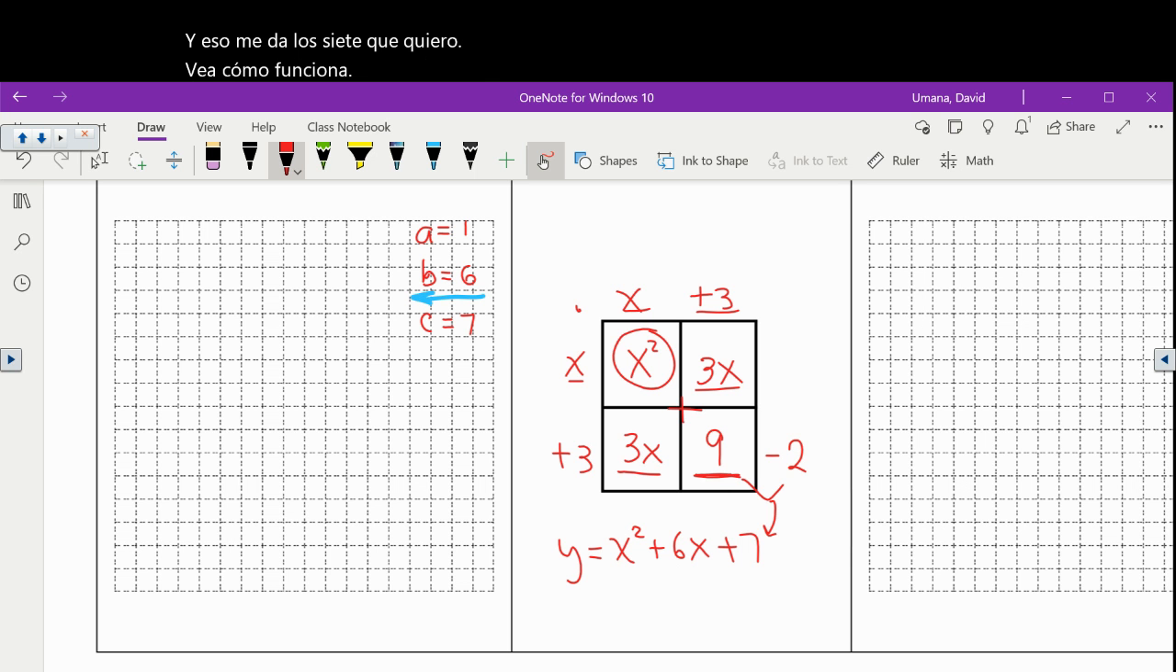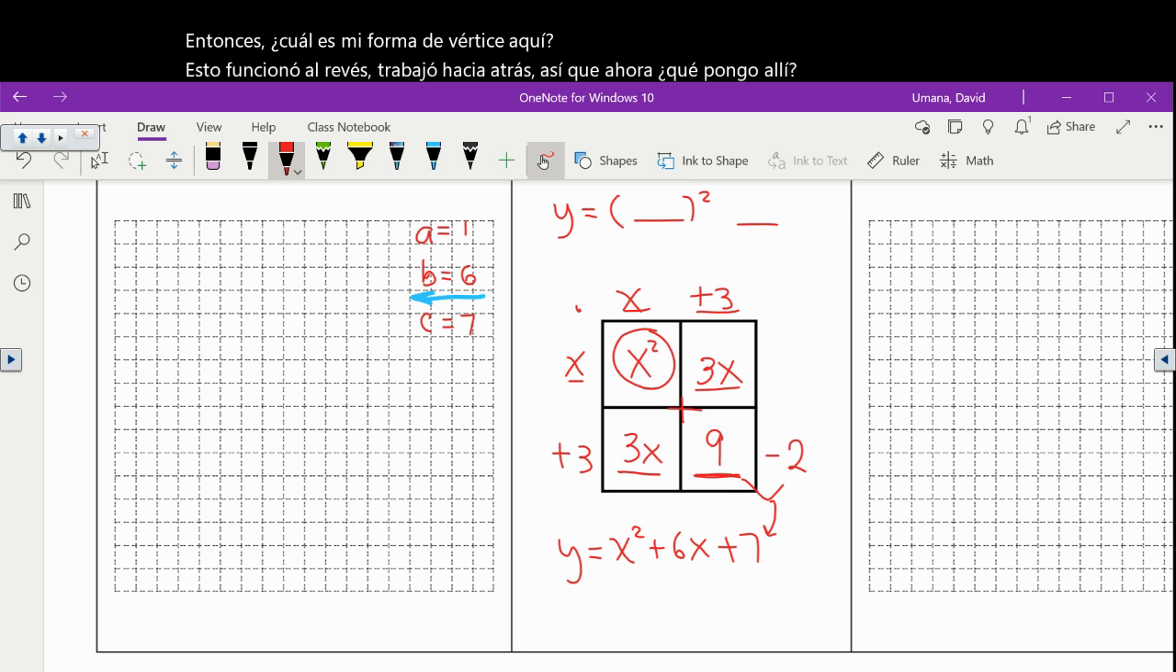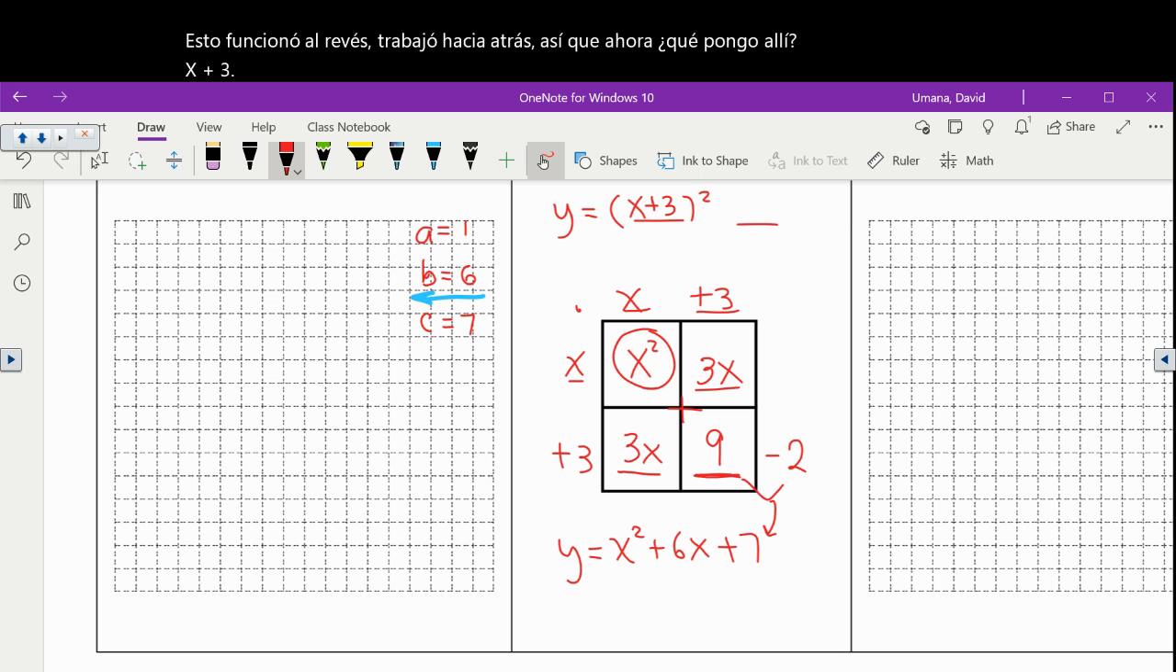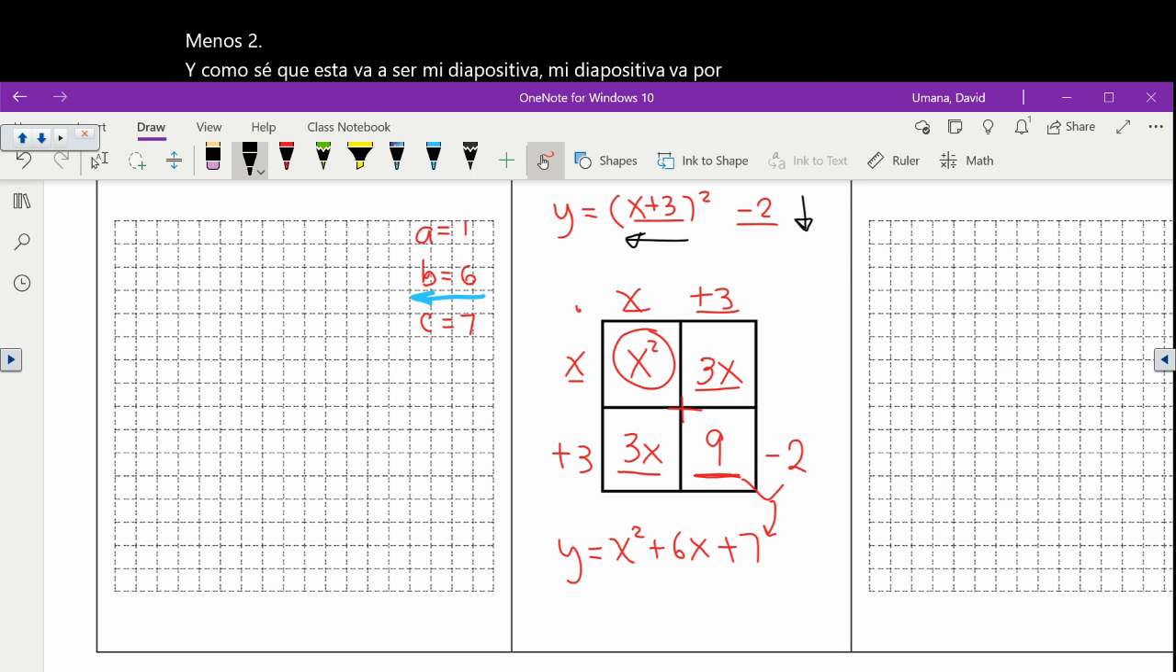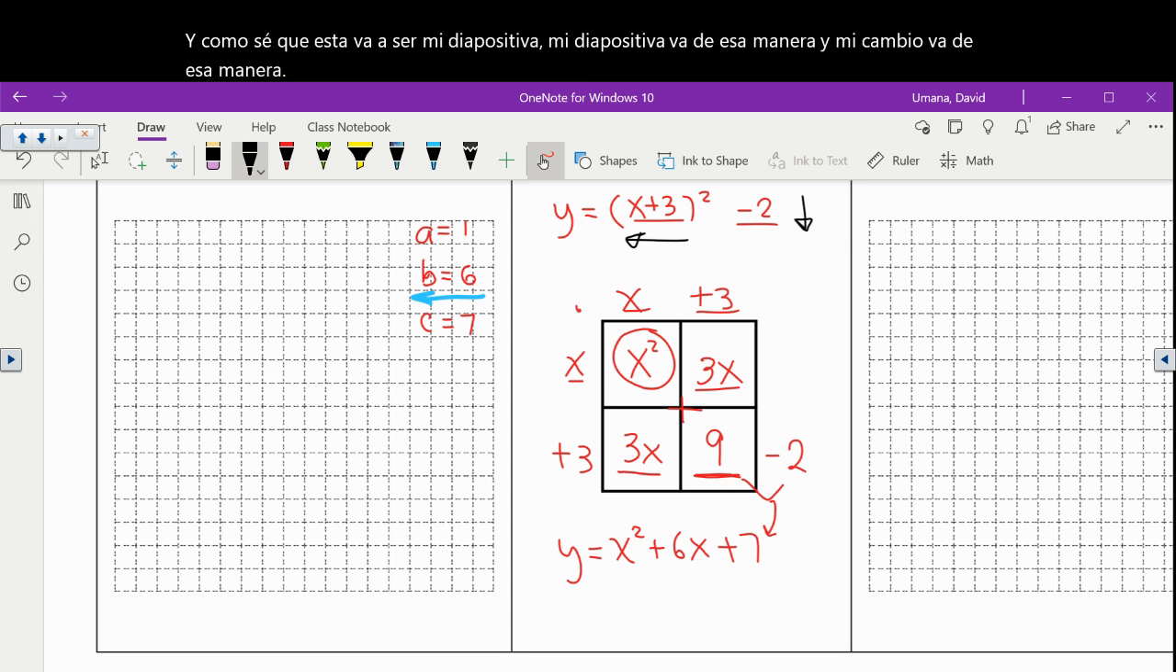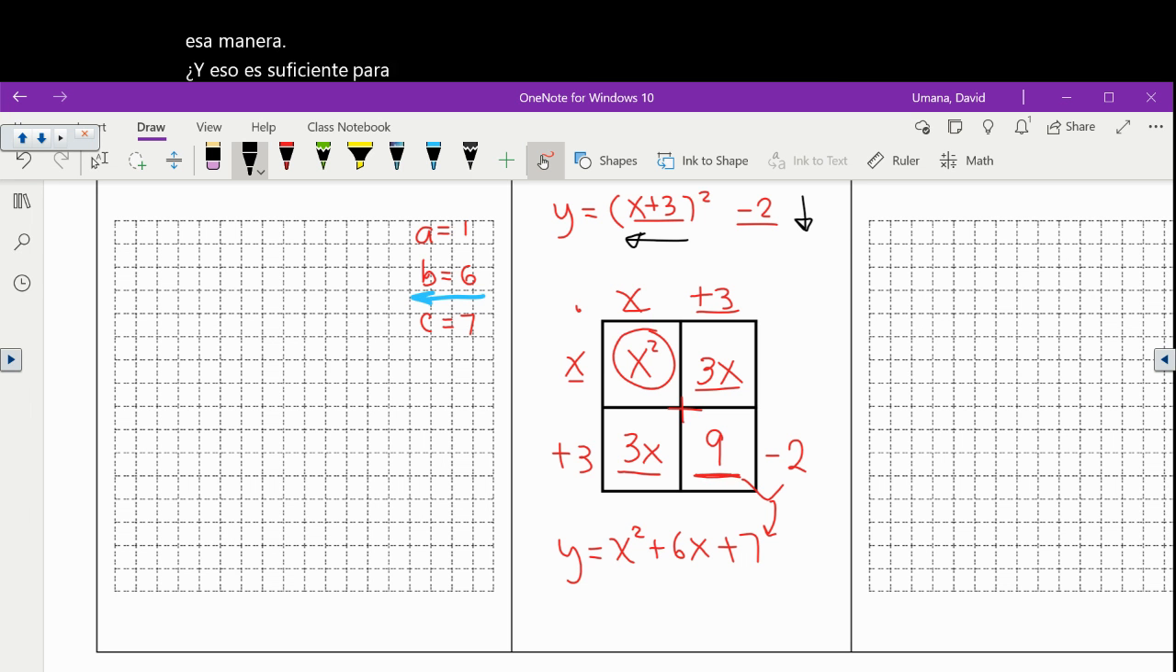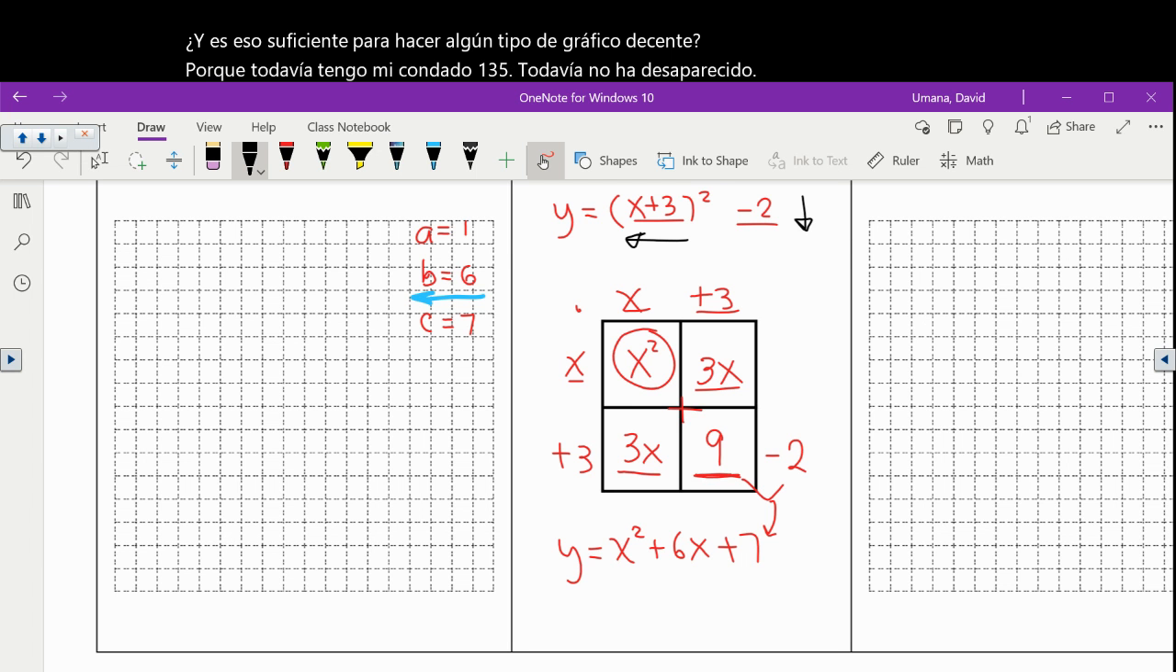And if that works, then what's my vertex form here? So this worked backwards. So now what do I put up there? X plus 3 minus 2. And because I know this is going to be my slide goes that way, and my shift goes that way. And is that enough to make some kind of decent graph? Yes, right? Because I still have my counting. 1, 3, 5, still hasn't gone away. What do you think?